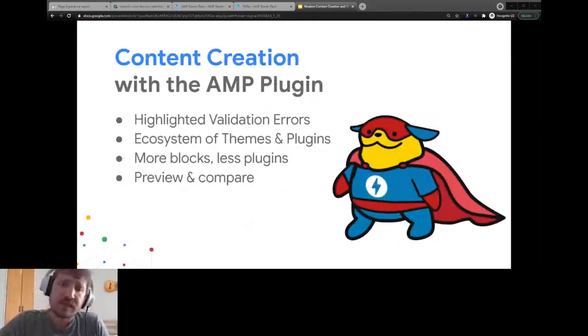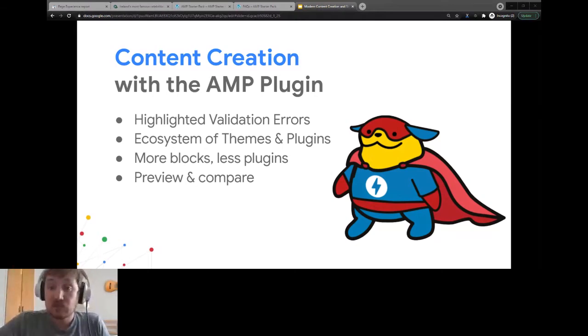Content creation with the AMP plugin. There are quite a few aspects to the plugin that can help when it comes to building content. The plugin does highlight any AMP validation errors, whether that's custom JavaScript or some different CSS rules that are output when you're creating content. The plugin will highlight these, and this is all based on the plugin helping you to achieve a high performance website.